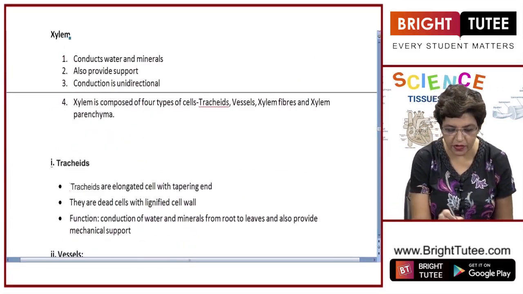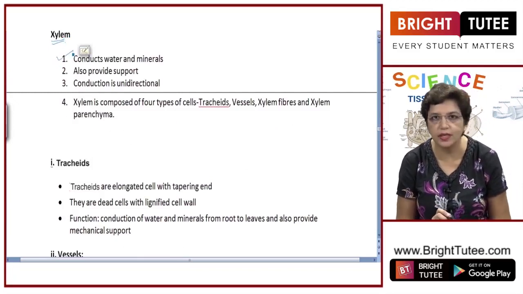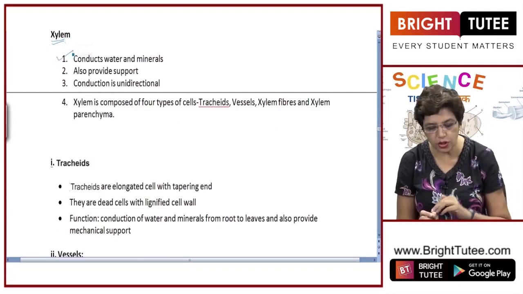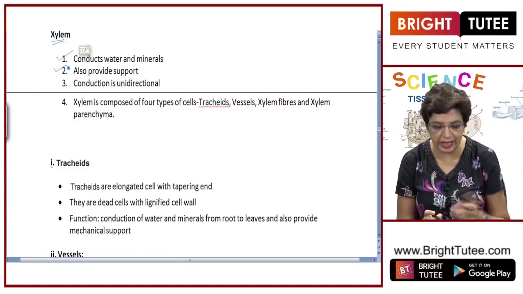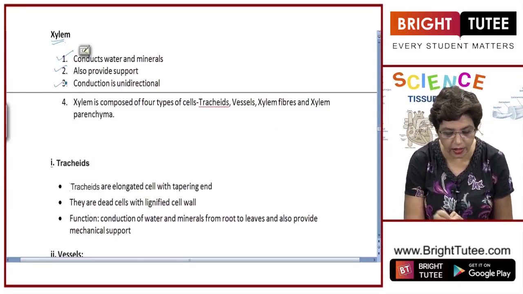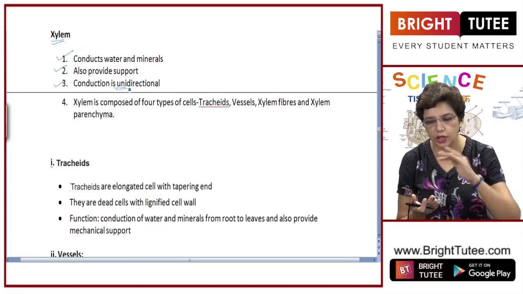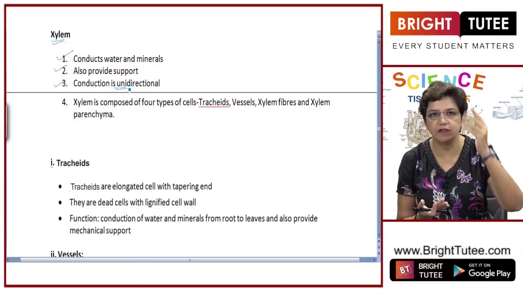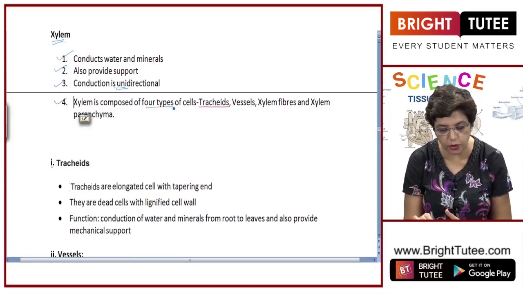So xylem first. The xylem conducts water and minerals from roots to the leaves. They also provide support. This is an additional function. The conduction is unidirectional. That means only in one direction, from roots to the leaves. It cannot come backward. It is made up of four types of cells.